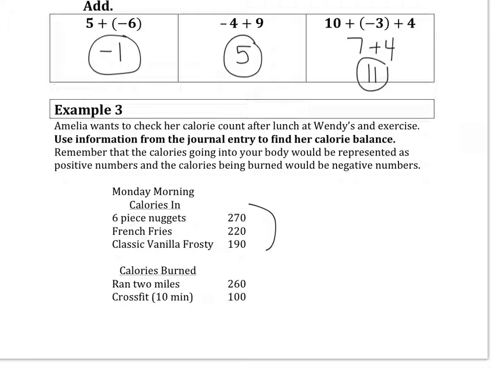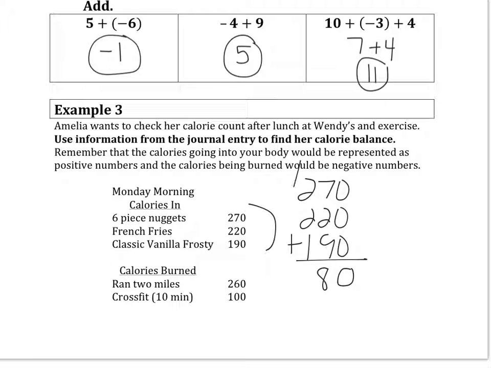The calories going into her body, we're going to add up over here on the side, so 270, 220, and 190. So we're going to do some old school addition here, since we don't have a calculator. 0 plus 0 is 0, 7 plus 2 plus 9 is 18, carry the 1. Let's see, 1, 2, 3, 4, 5, 6. 680 are going into her body, and then leaving would be the calories that she has burned. Those are going to be negatives. Since they're both negative, I'm going to add and keep the negative sign. So it's going to be a -360 calories.